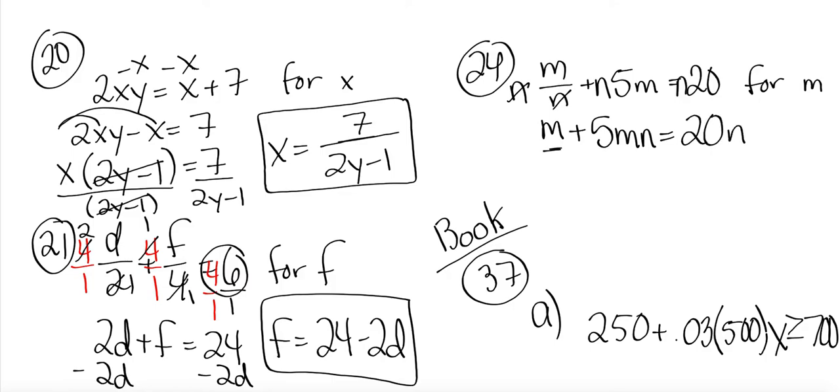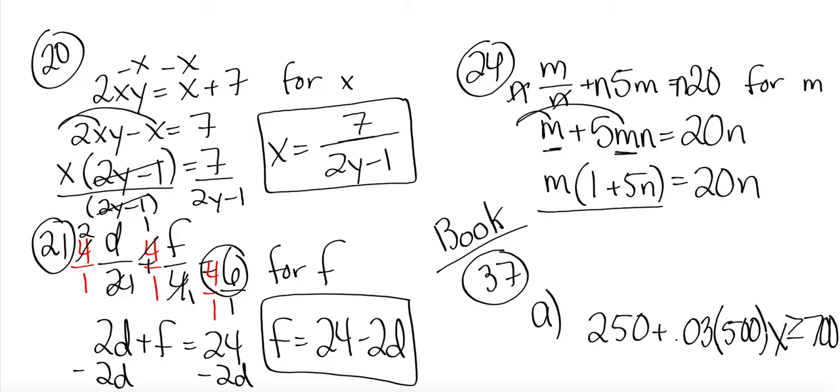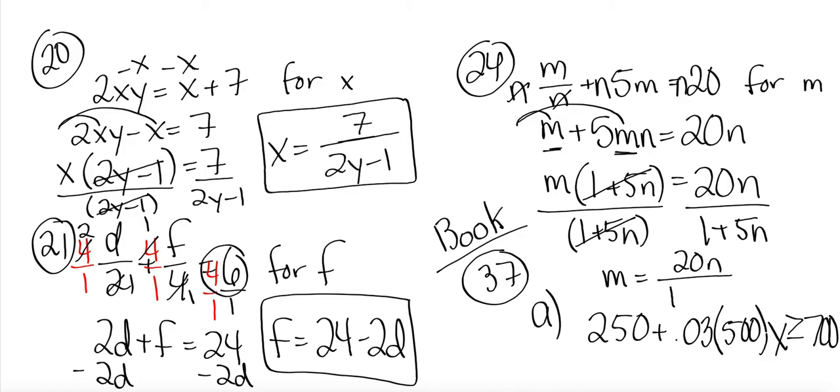So we have the m here and the m here. We got to factor that out, right? Take it out of both of those. So we'll have m(1 plus 5n) is equal to 20n. And the last thing you want to do, get rid of this group right here. 1 plus 5n is dividing out. Those cancel there. We have m is equal to 20n over 1 plus 5n. And that's our answer for that one.